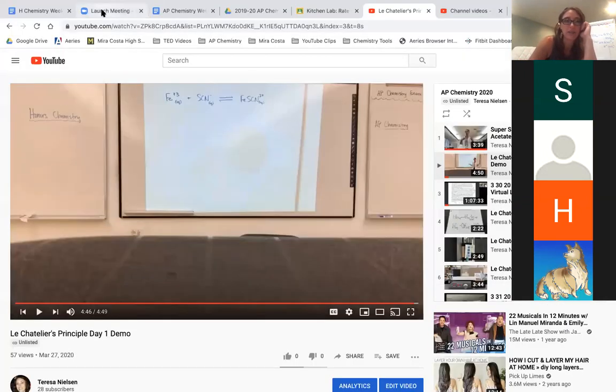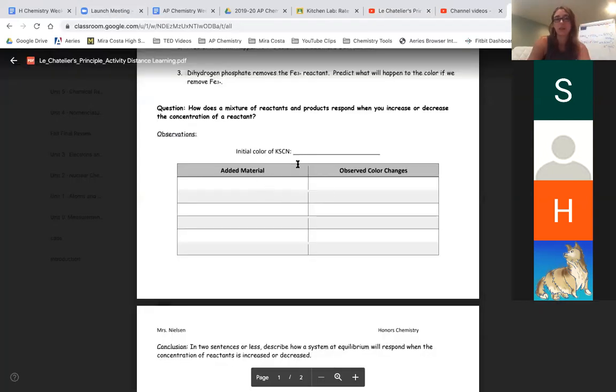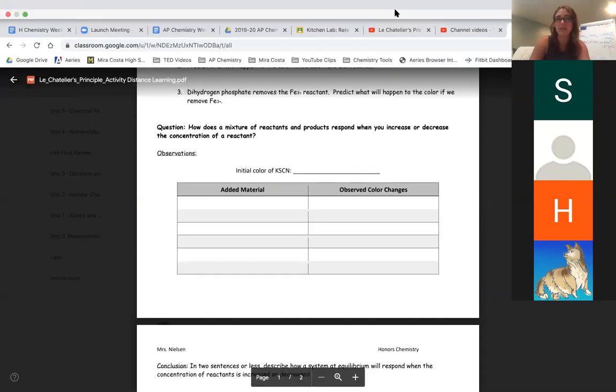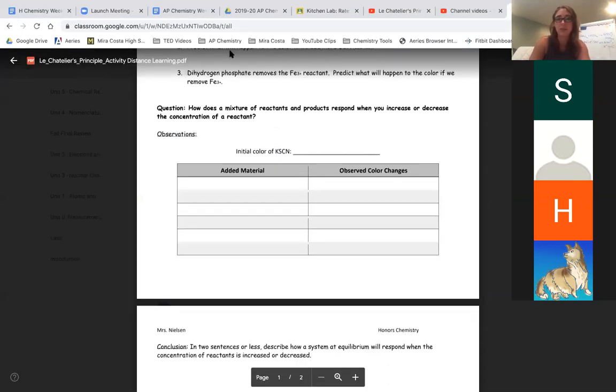So let's go back over and take a look at what those observations were and see if we can explain it. All right, so the initial color of potassium thiocyanate, I hope you were able to pretty obviously see, was colorless. Potassium thiocyanate by itself is colorless. The first thing I added here was iron-3 nitrate. And the observed color change, you noticed, was that it got more red.